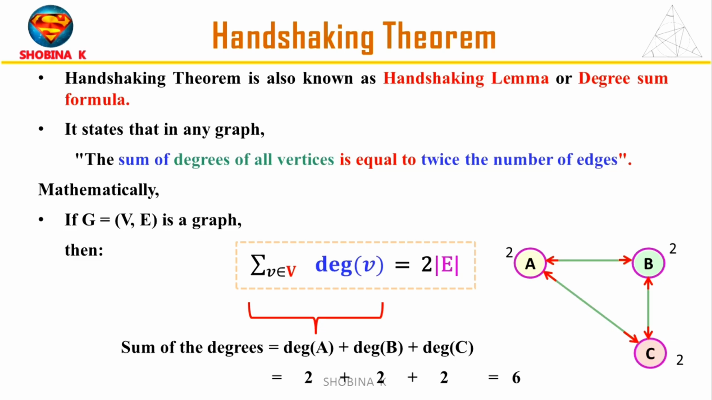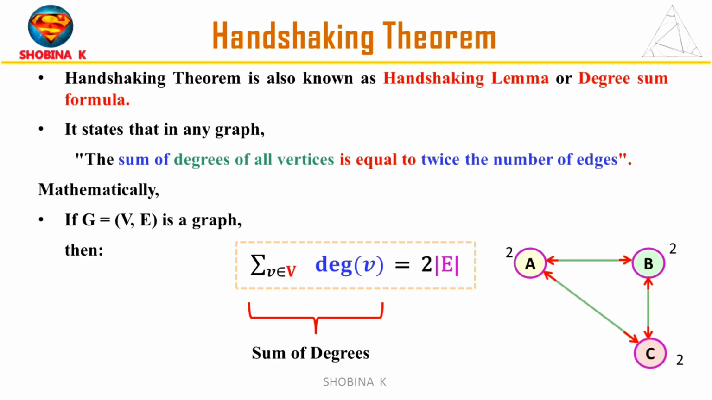Look at the graph. It has three vertices A, B and C. The edges connecting these vertices are AB, BC and AC. Vertex A has edges to B and C, so its degree is 2. Vertex B has edges to A and C, so its degree is 2. Similarly, vertex C has edges to A and B, so its degree is 2. Summing up the degrees, we get 6. Therefore, the left side of the expression is the sum of degrees of all vertices in the graph.